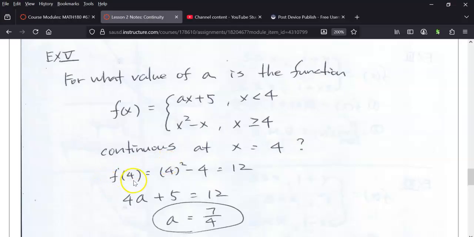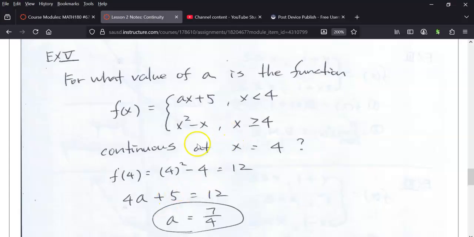Once again, f of 4, because we have to follow this one, right? Because of the first condition, when you plug in 4, 4 squared minus 4 gives you 12. So we know f of 4 equals 12. Then the second condition says the limit at this point has to also equal 12.